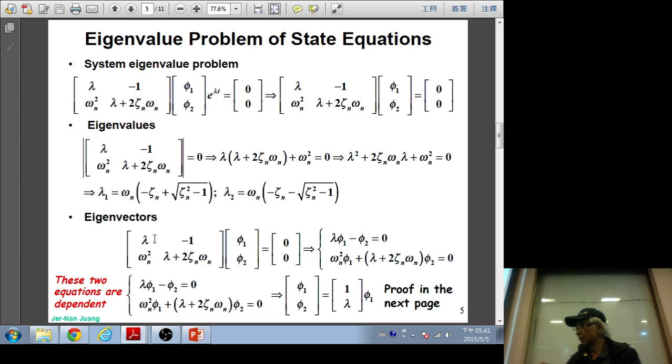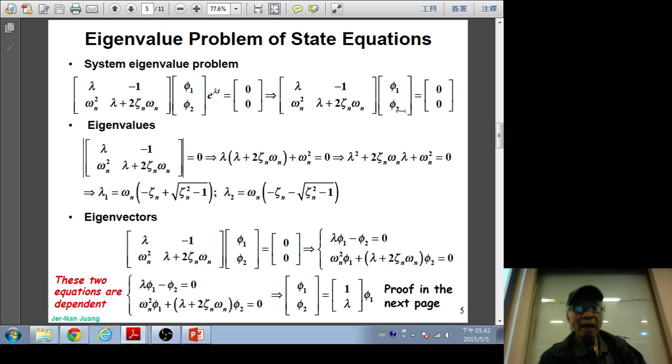So if you look at this equation here, we'll be able to see that the left-hand side is lambda minus 1, omega n squared, lambda plus 2 zeta n omega n, times phi1, phi2, e to the lambda t, equal to 0, 0. So we try to solve what we call the homogeneous solution of the equation of motion. And if this is 0, 0 and e to the lambda t, unless t goes to infinity and lambda is negative, otherwise e to the lambda t will not be 0. That means this matrix times phi1, phi2 equals 0, 0.